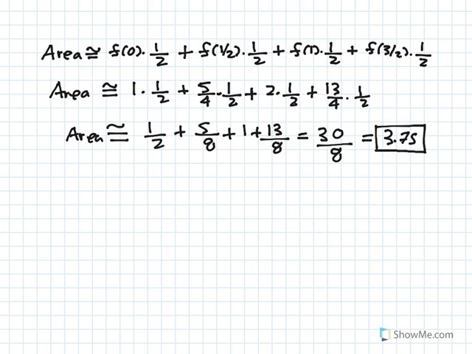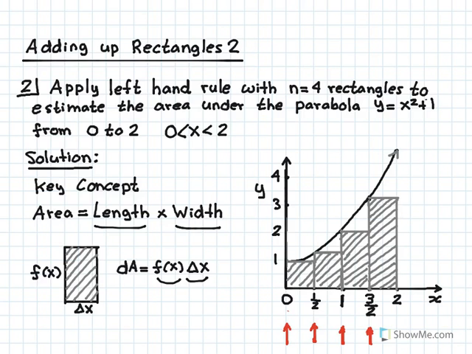Since f of x is an increasing function, we're using the left-hand rule. The approximation is an underestimate. You can tell that from the diagram. Let's go back to page 1. You can see how the area of the rectangles, they add up to a sum that is less than the area under the curve. And that's because every rectangle is below the curve.